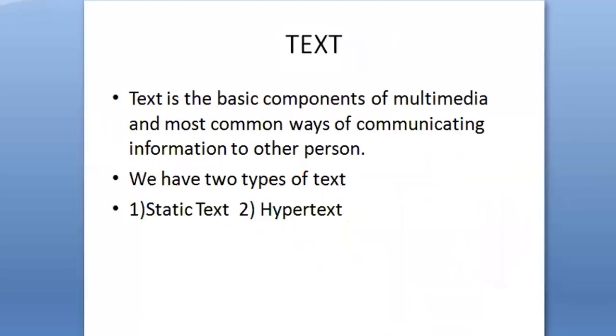The first component of multimedia is text. Text is called the basic component of multimedia. As I said, information must be communicated to another person, and one of the common ways of communicating information is by text. We have two types of text, static text and hypertext.